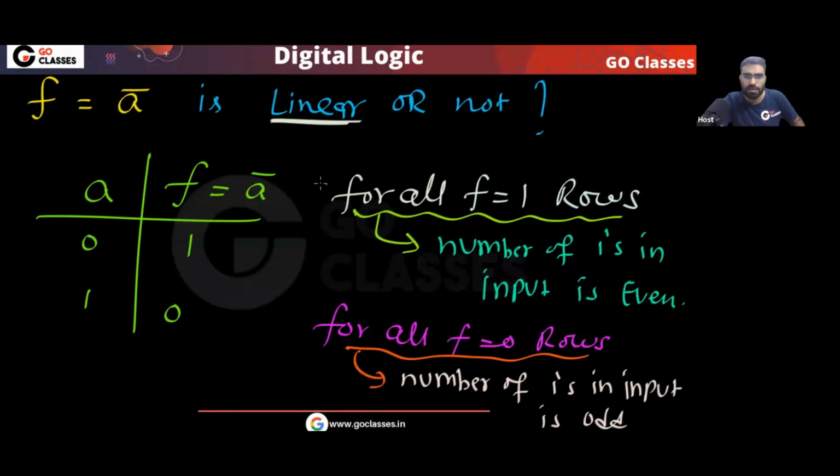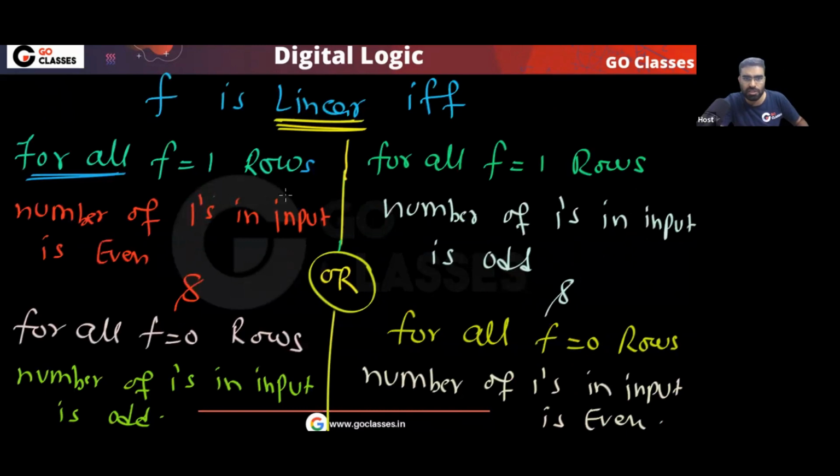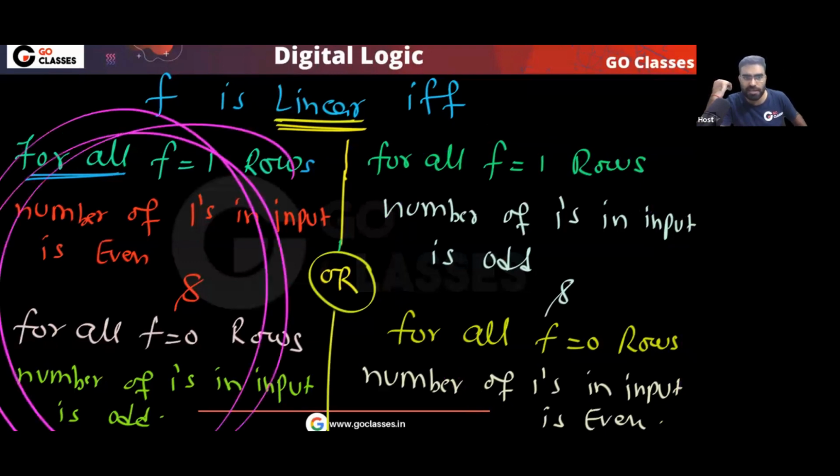Because these two things are happening, I can say this f is linear. Is this clear? A function is linear if this happens or this happens. So here you can notice this entire thing is happening.